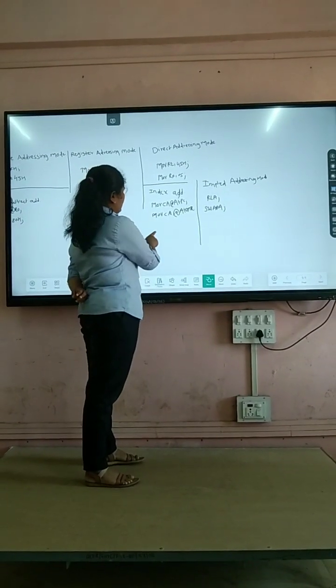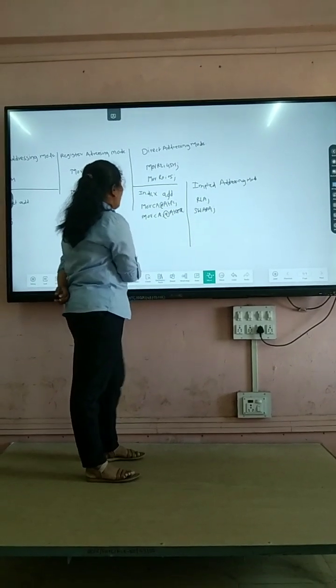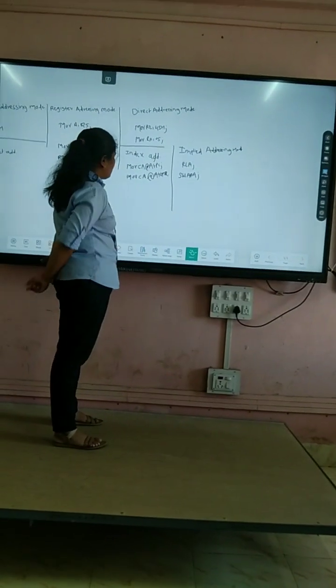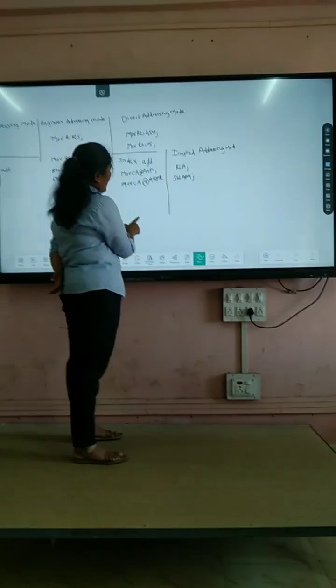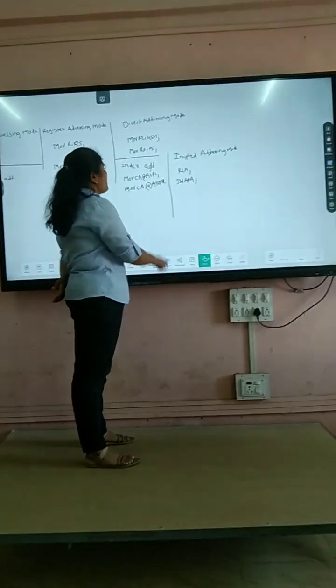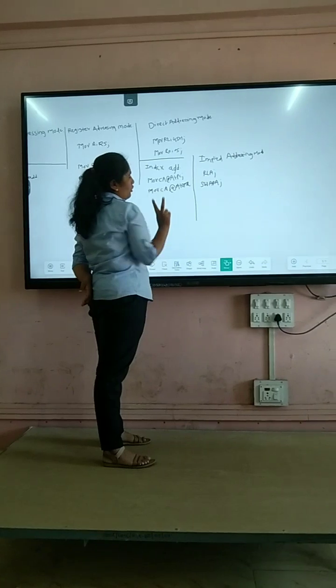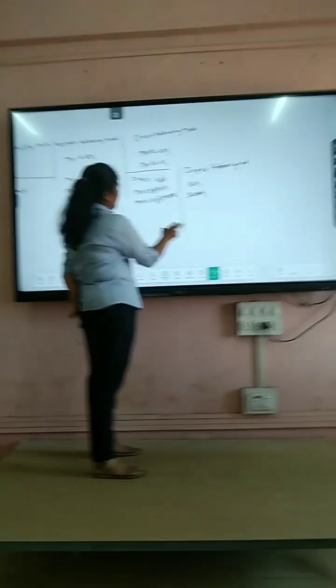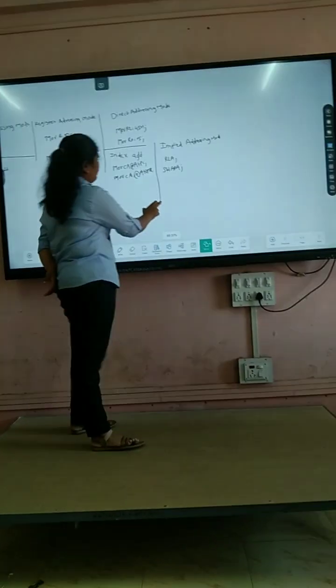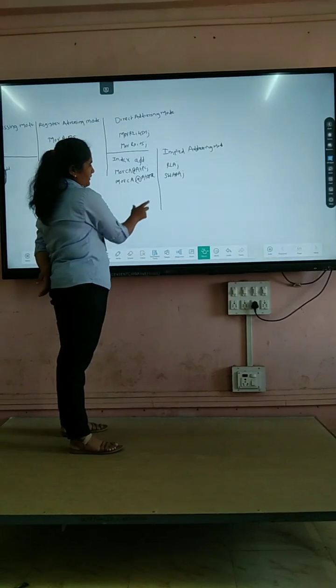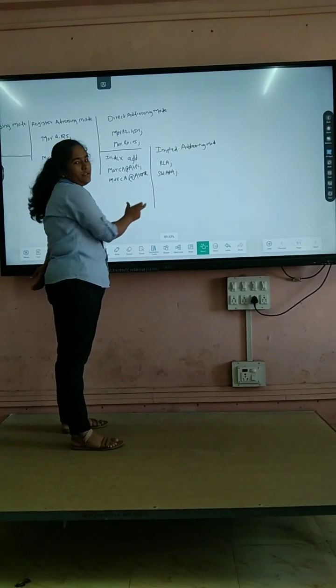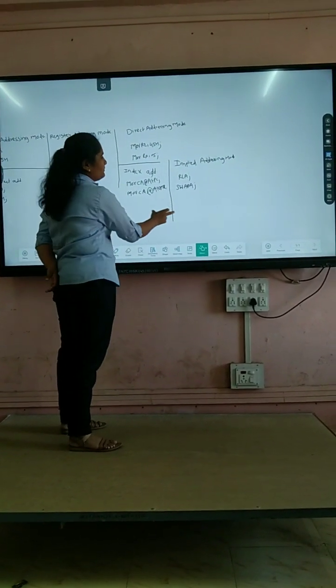The fifth addressing mode is index addressing mode. Examples: MOVC A, @A+PC and MOVC A, @A+DPTR. PC and DPTR are the only two registers usually used in index addressing mode. DPTR's full form is data pointer register. This is a special function register.